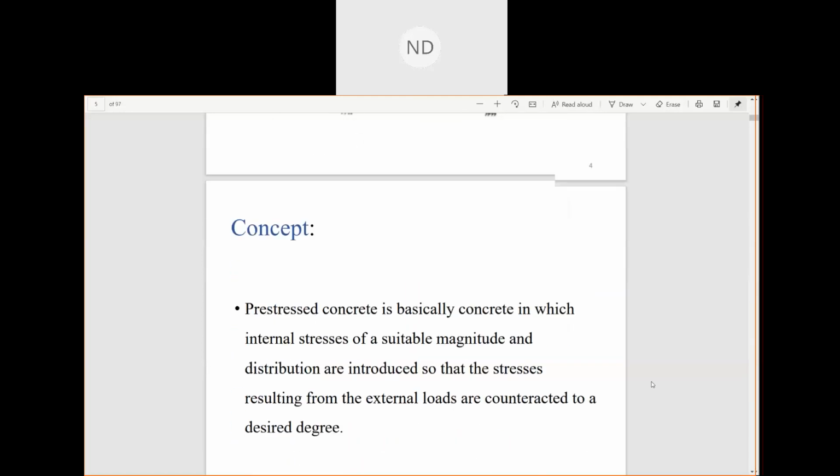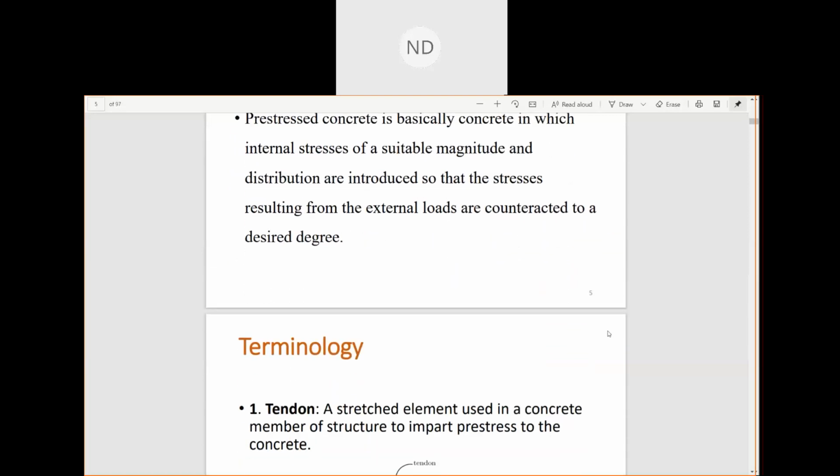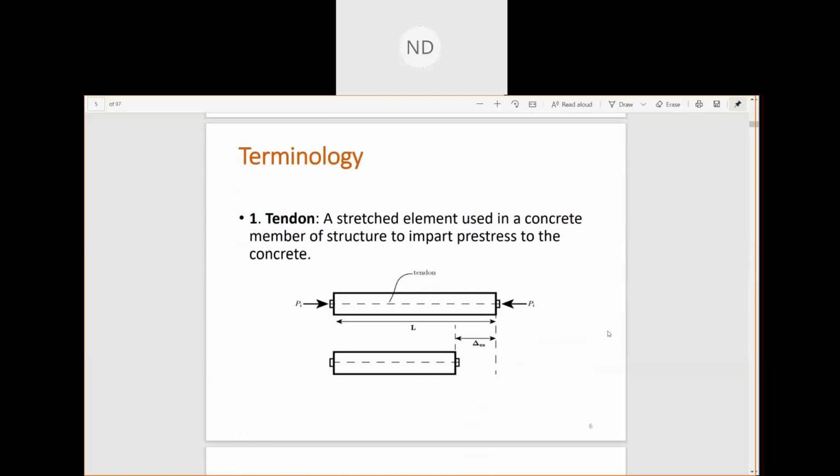This concept, I think I already told you these things. Pre-stress concrete is basically concrete in which internal stresses of a suitable magnitude and distribution are introduced so that the stresses resulting from the external loads are counteracted. I already told you this. Okay, these are the terminologies.